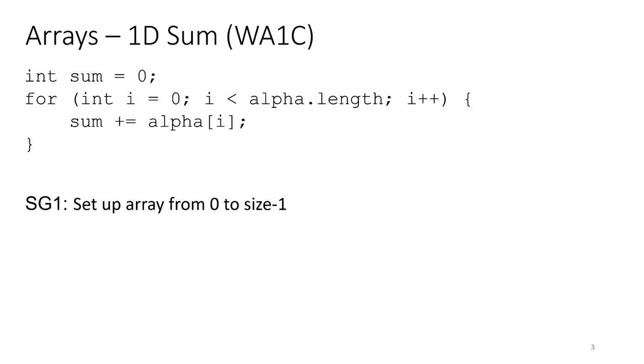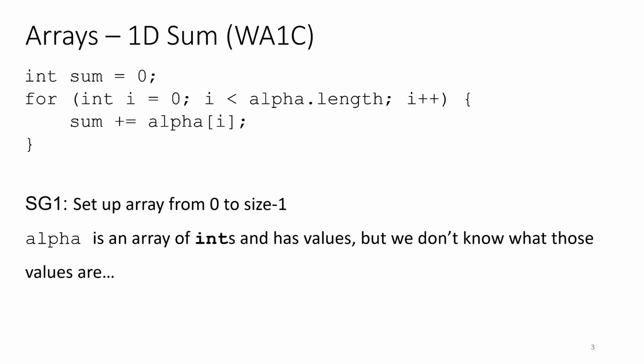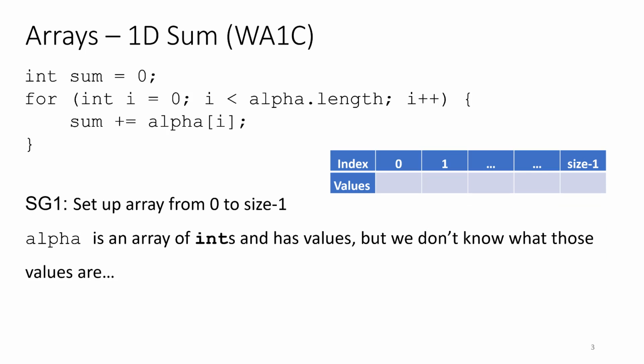Subgoal 1 is to set up the array from 0 to size minus 1. We know that alpha is an array of ints and it has values, but in this case we don't know exactly what those values are. So we'll set up an array that goes from 0 to some size minus 1 index.